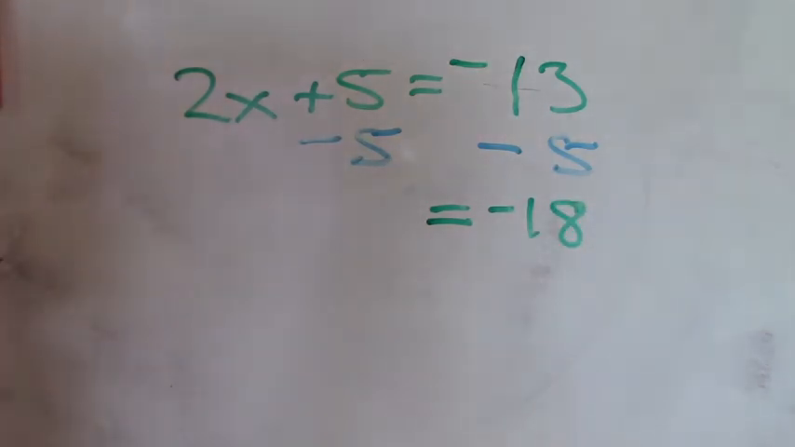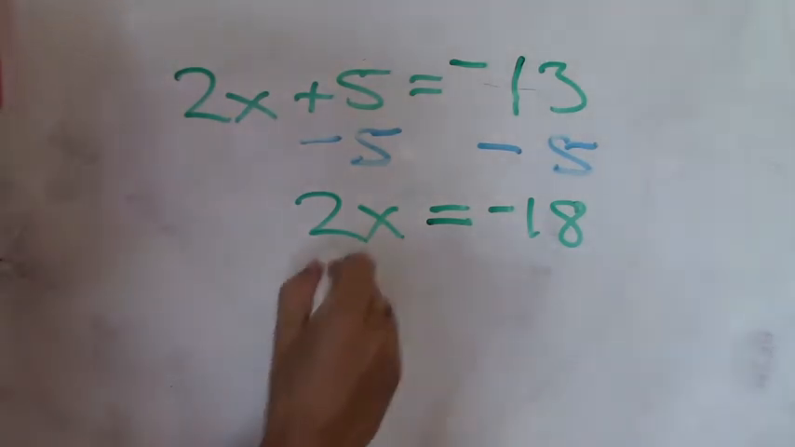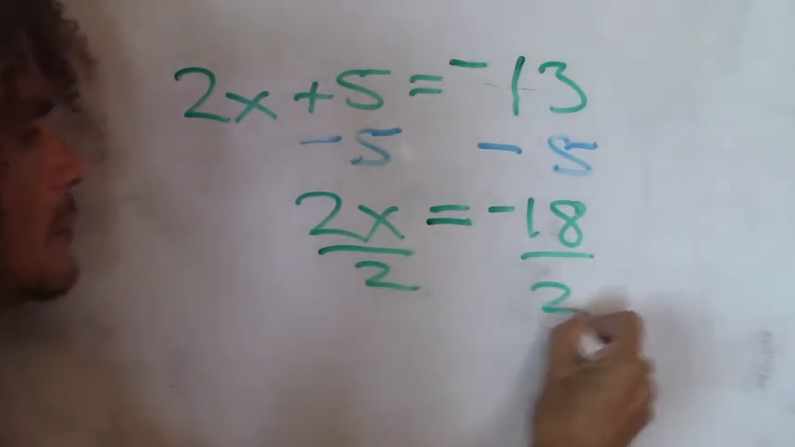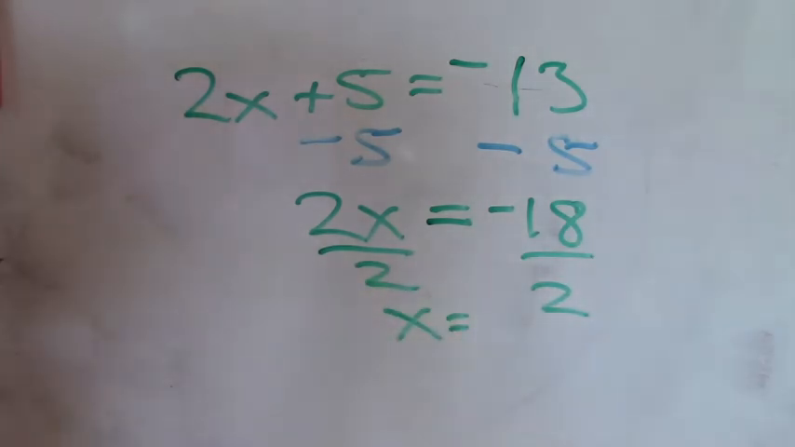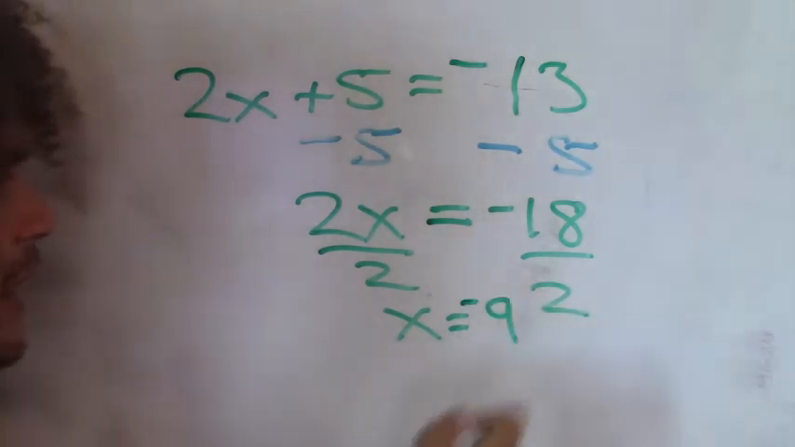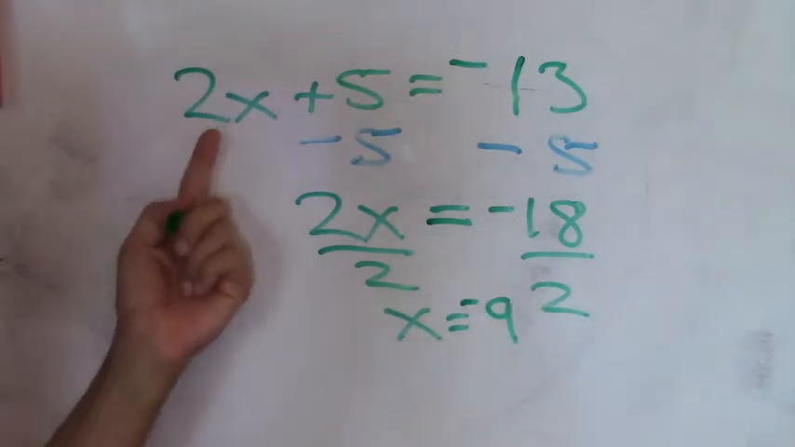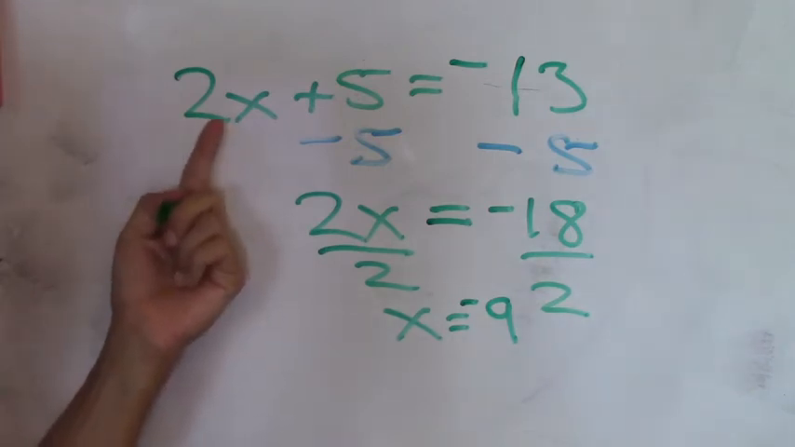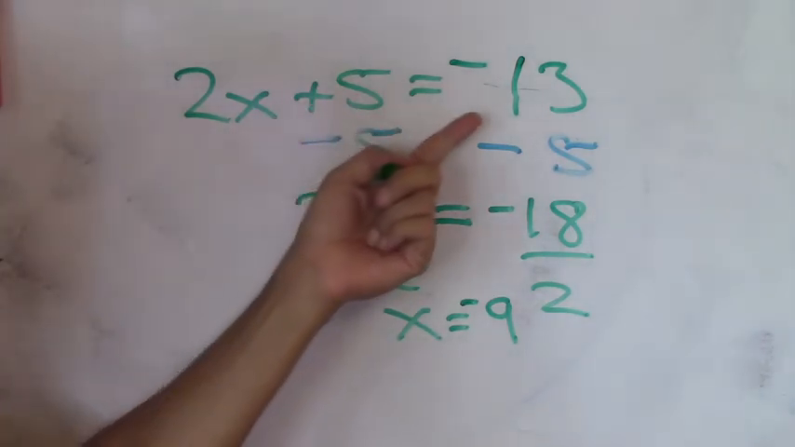See it? And now it's super easy. 2x. What's it got to be? 2 times what is negative 18? X must be what? Negative 18 divided into 2 parts. 9. What kind of 9? Negative. All right, we're happy. So the answer is negative 9, right? Because 2 times negative 9 is negative 18, plus the 5 is negative 13.